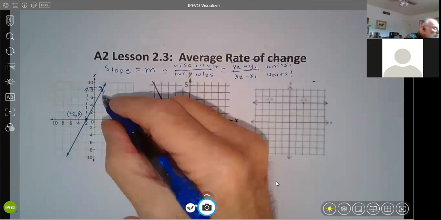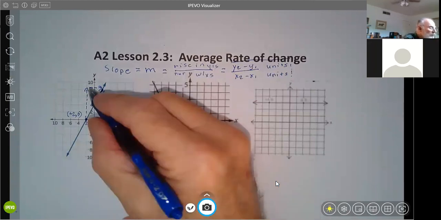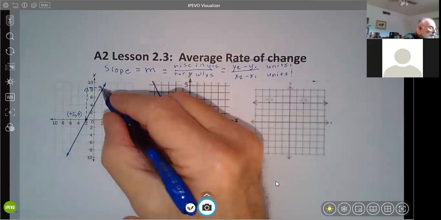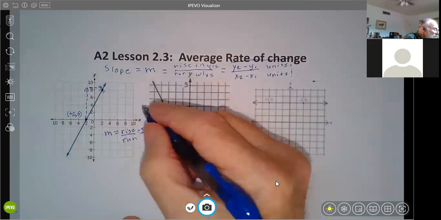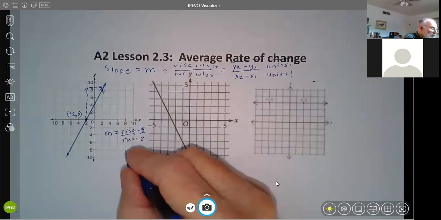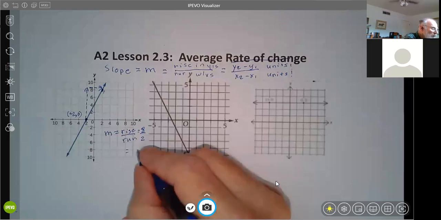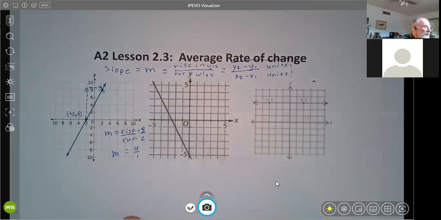And the run is, now we're going to the left 2 units. So this is 2 units up here. And so that's 8 over 2. And of course, we could simplify this to 4 over 1. So slope is 4 over 1 in this particular case.